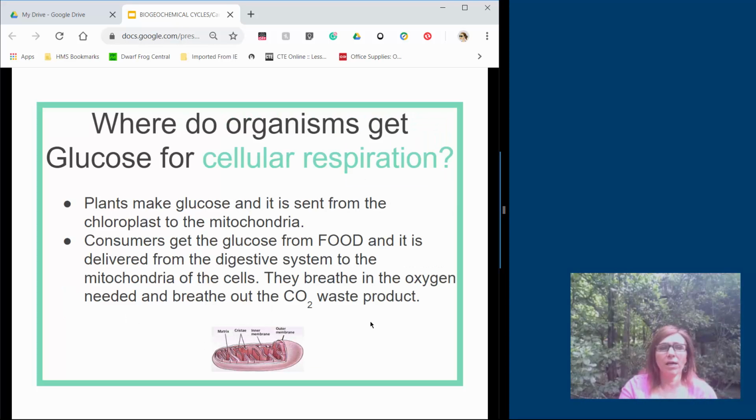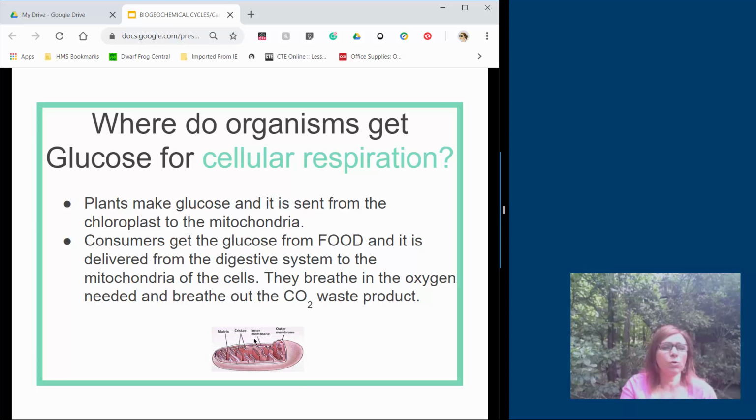And how do we get that glucose? We talked about the oxygen we breathe in, the glucose we eat, right? That's where that comes from. Plants, on the other hand, make the glucose in their chloroplast, and they're making oxygen too, so they can just use some of that instead of just giving it all off. They use some as well. All that gets sent to the mitochondria, where it then carries out cellular respiration.